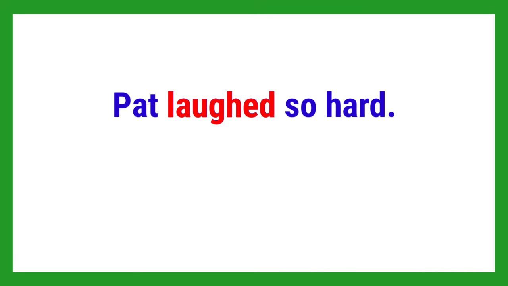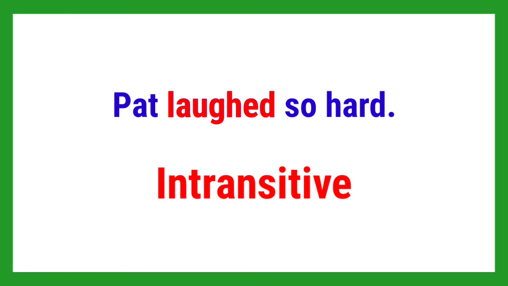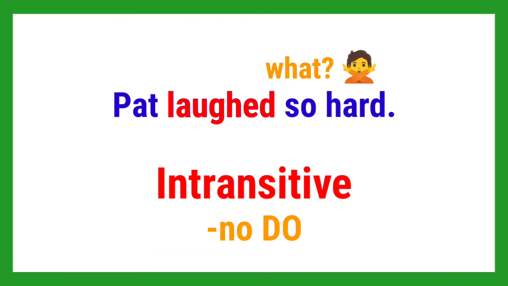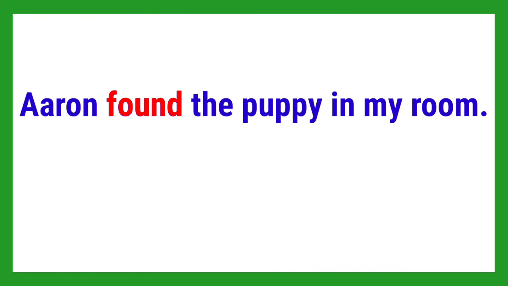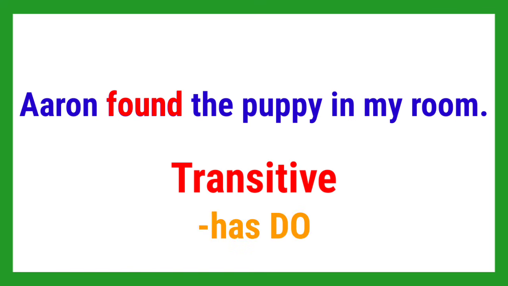Okay? How about this? Pat laughed so hard. Laughed in this sentence is intransitive. It does not need a direct object to complete its meaning. If you ask, Pat laughed what? It won't make sense, right? Last one. Aaron found the puppy in my room. In this sentence, found is transitive. It has a direct object, which is puppy. What did Aaron find? The puppy.